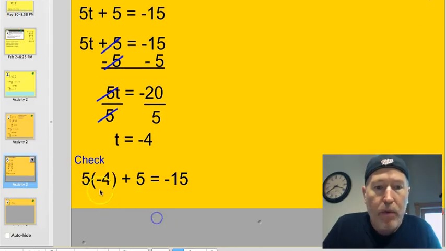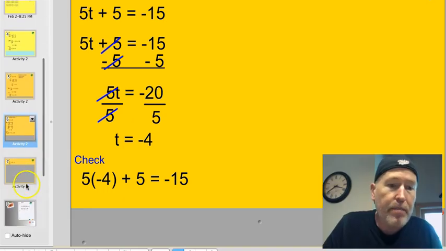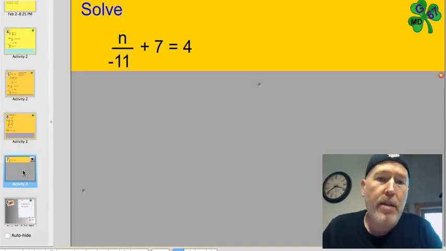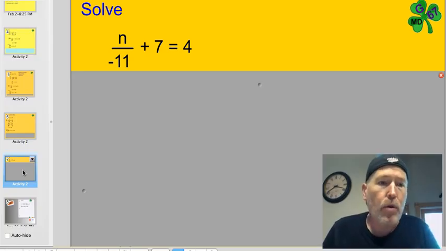Let's pop it in, see if it works. We have 5 times a negative 4. That's going to give me a negative 20 plus a positive 5. Yes, that is a negative 15. All right, one more. We're almost there. N divided by a negative 11 plus 7 equals 4. Go ahead and give this a shot.